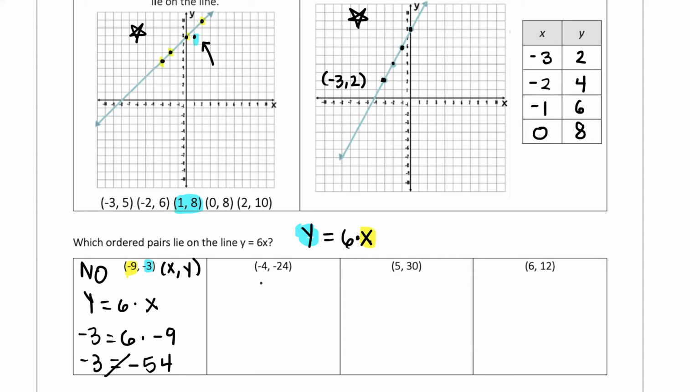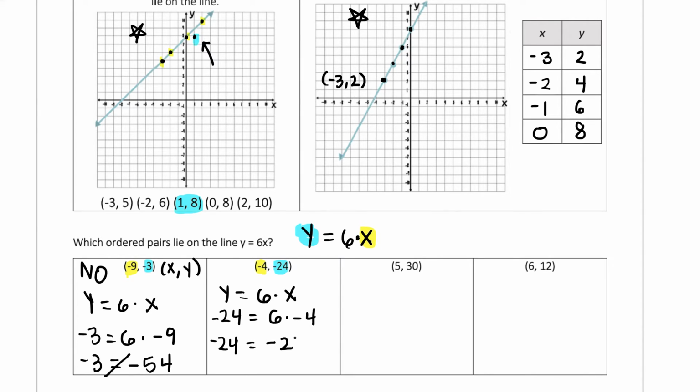We can look at the next one, test it the same way. Our x value this time is -4, and the y value that's with it is -24. So we'll use our rule, y equals 6 times x. This time my y value should be -24, and my x value is -4. So -24 should equal 6 times -4.